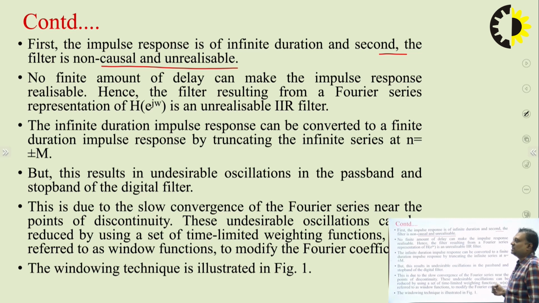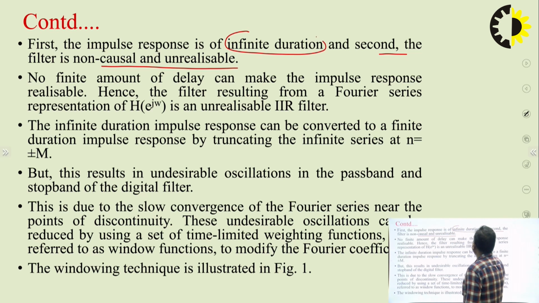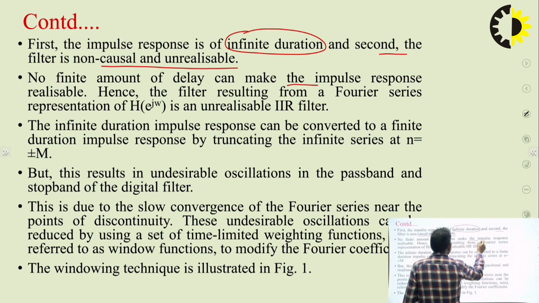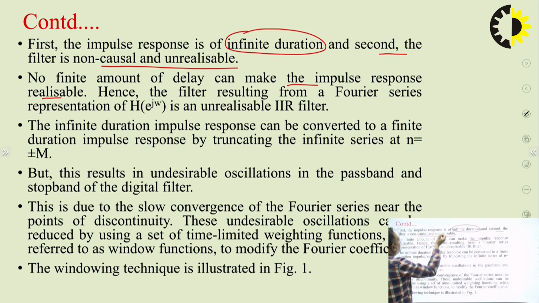Okay, so the main challenge out of these two issues is that it is of infinite duration. If we make it of finite duration, then it is easier. Once we make it of finite duration, then causality is not an issue, because we will provide some finite amount of delay to make the filter causal. No finite amount of delay can make the impulse response realizable when the impulse response is of infinite duration. Hence, the filter resulting from a Fourier series representation is an unrealizable IIR filter.